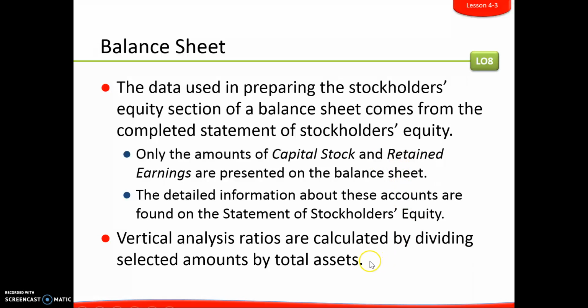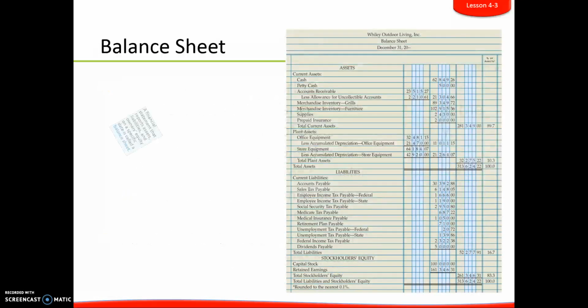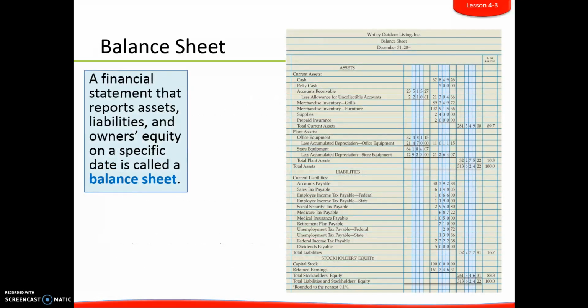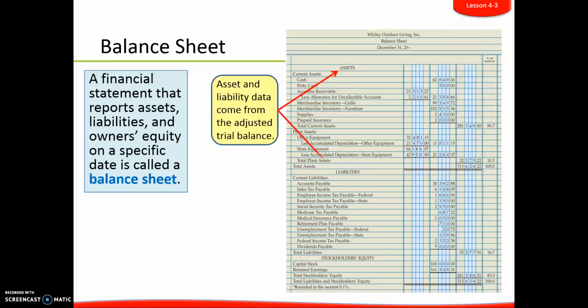And then oftentimes you'll do a vertical analysis ratio by dividing each of the selected amounts, which are usually big ones like current liabilities, current assets, and dividing each of those by your total assets. So here's our example of our balance sheet. Again, here's our asset section and our liability section. As you can see, if there is an account that has a contra account, they're going to go in the first column so that we know that we need to do a calculation here to get our updated book value.